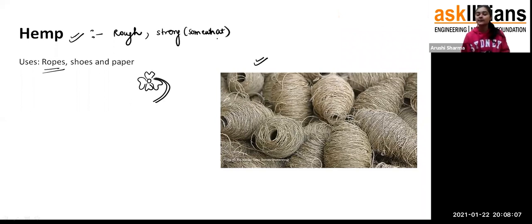Okay, so this is hemp, students, which we get from the unwanted part of the plant. That means we can get it from the stem part, and then we prepare a roll and convert it into rope, shoes, and paper. So these are the uses of hemp, students. Fine. So we have studied cotton, silk cotton, and hemp.